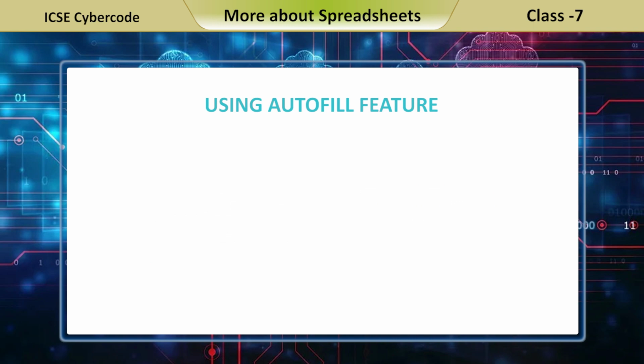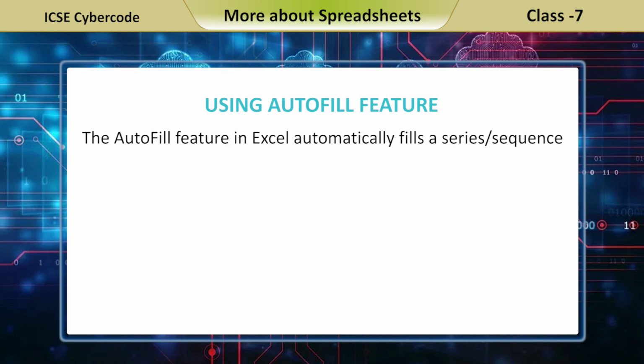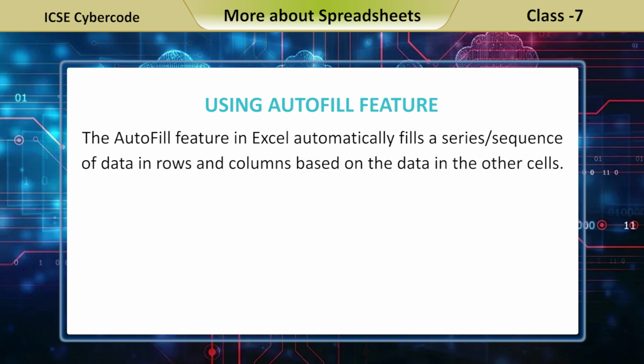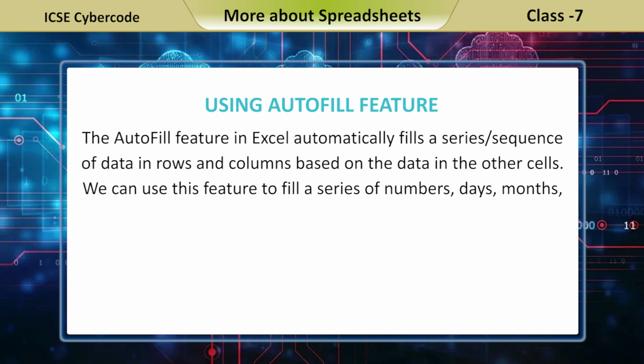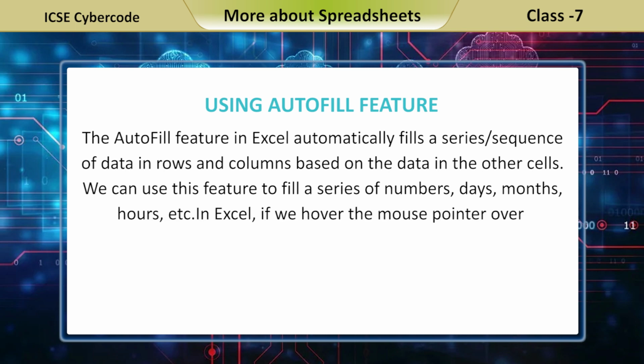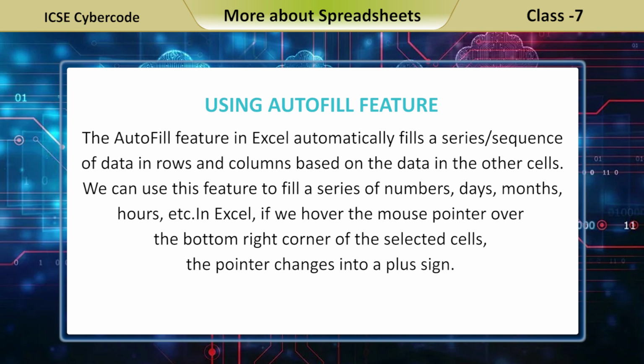Using Autofill feature. The Autofill feature in Excel automatically fills a series or sequence of data in rows and columns based on the data in the other cells. We can use this feature to fill a series of numbers, days, months, hours, etc. In Excel, if we hover the mouse pointer over the bottom right corner of the selected cells, the pointer changes into a plus sign. This sign is called a fill handle.